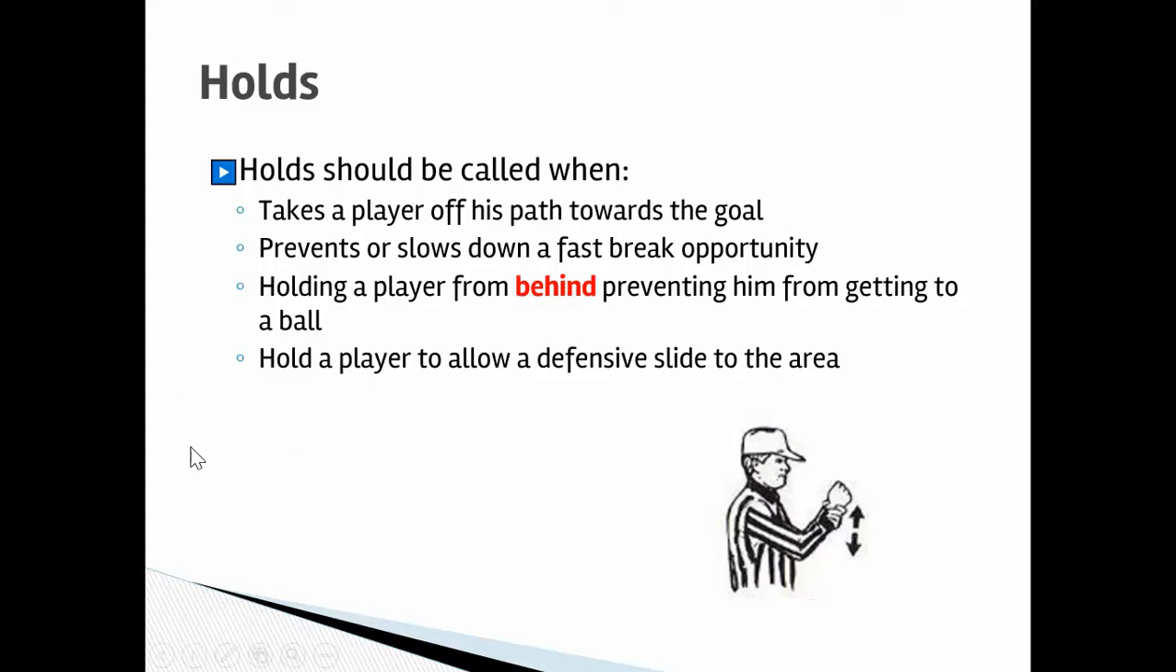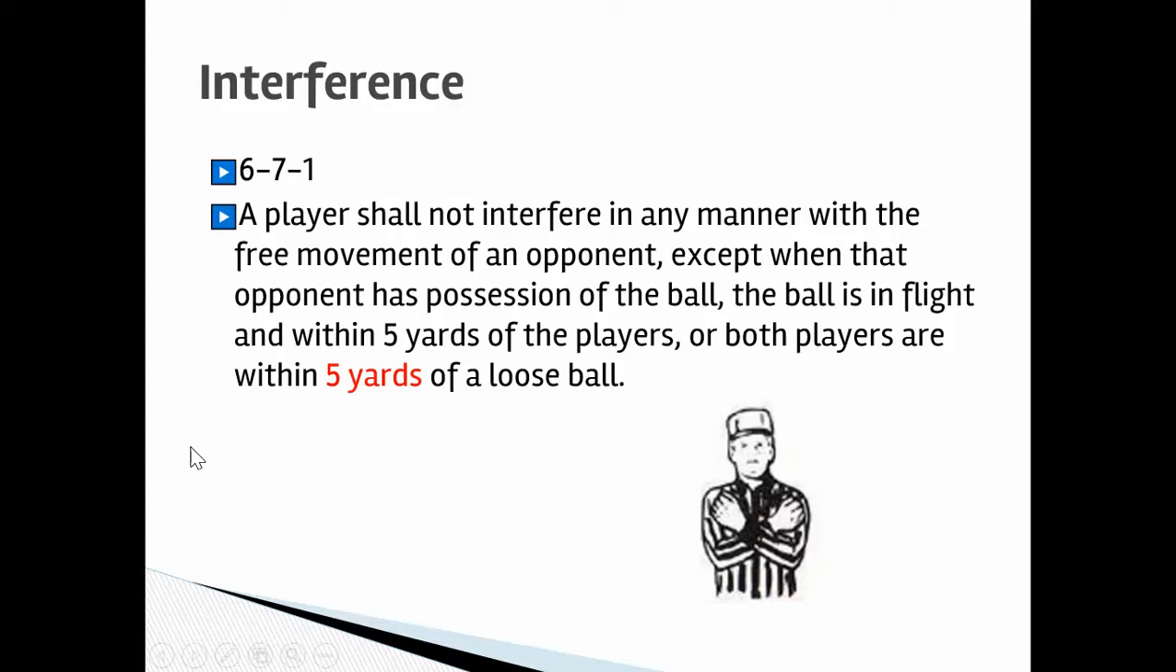Let's continue with interference. When we talk about interference, a player should not interfere in any manner with the free movement of an opponent, except when that opponent has possession of the ball, the ball's in flight within 5 yards, or both players are within 5 yards. So that 5 yard category pops up again here at interference. If they're within 5 yards of a loose ball, or 5 yards of the player in possession, it's probably going to be legal.